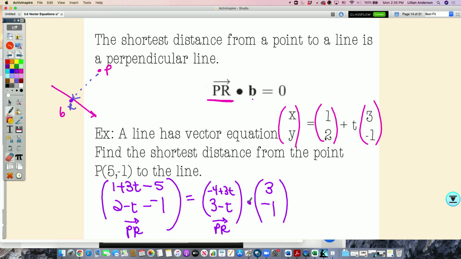It'll be 3 times -4 plus 3t, and plus -1 times 3 minus t, and all that's going to be equal to 0. And so we do some algebra here and we find the value of t.